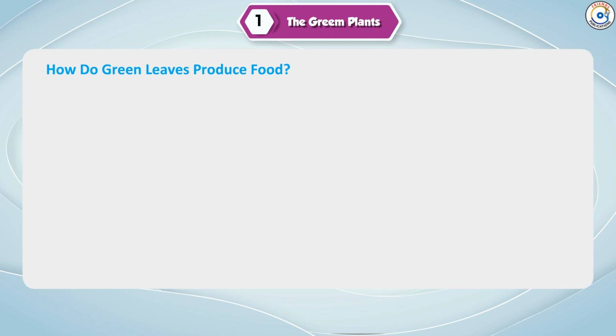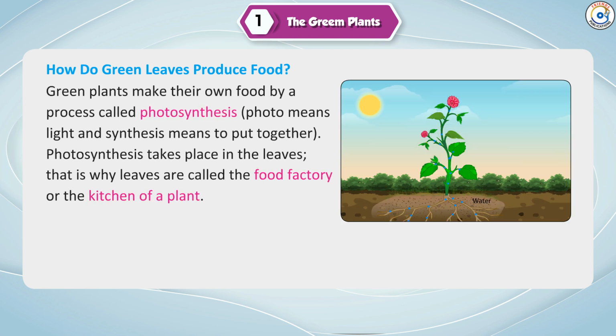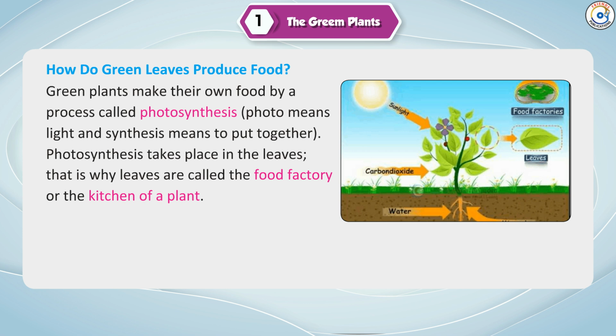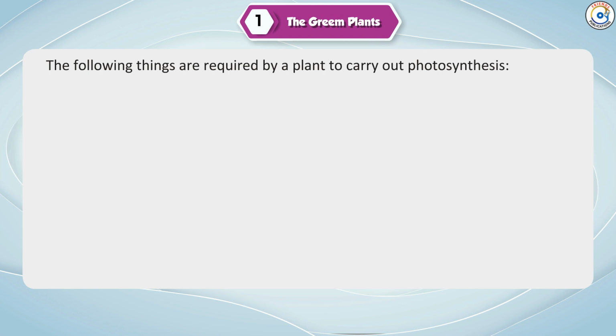How do green leaves produce food? Green plants make their own food by a process called photosynthesis. Photo means light and synthesis means to put together. Photosynthesis takes place in the leaves. That is why leaves are called the food factory or the kitchen of a plant. The following things are required by a plant to carry out photosynthesis: carbon dioxide, light, water, chlorophyll.